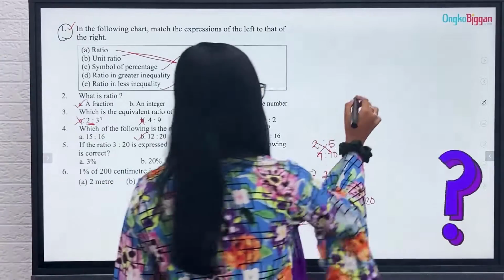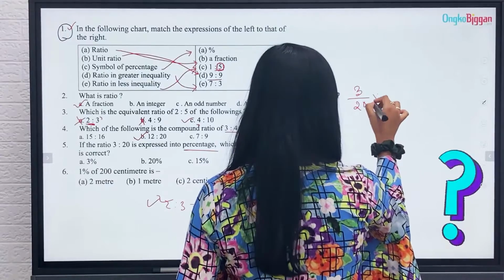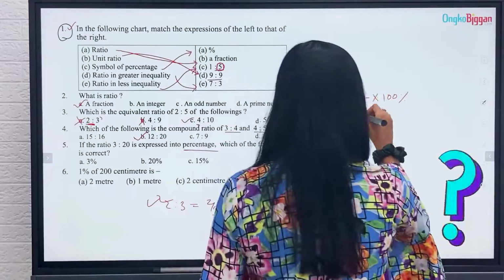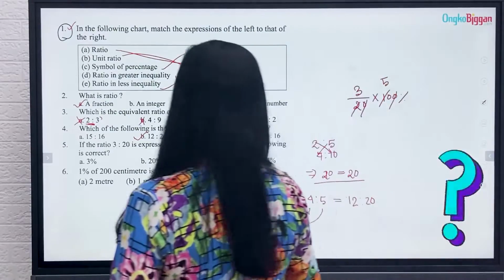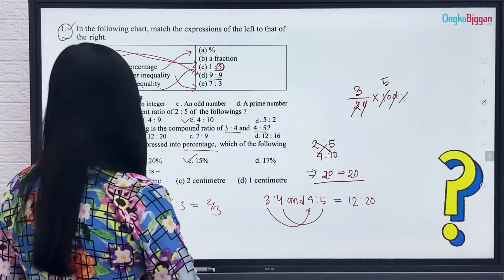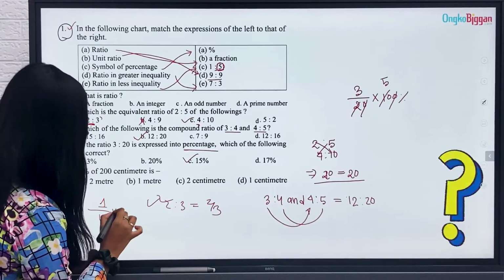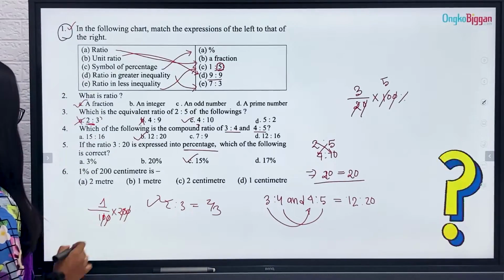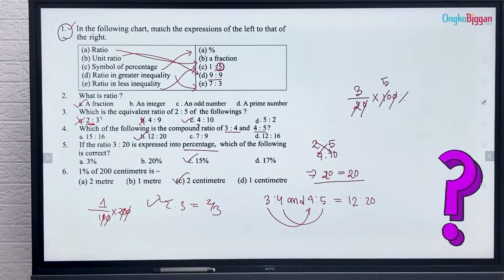So let us do that. So 3 by 20 into 100. If we multiply it by 100%, we get 20 cut, and then here we get 5. So it will be 15%. 1% of 20 centimeters. For this we need to divide 1 by 100 into 100. So it will be 2 centimeter. So yes, we are done up to this.